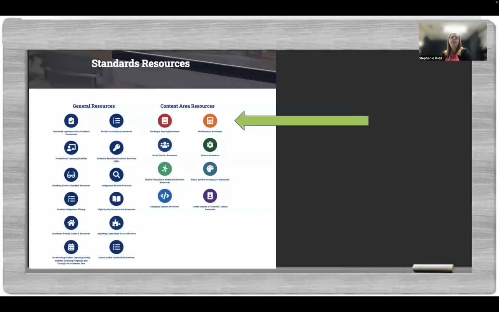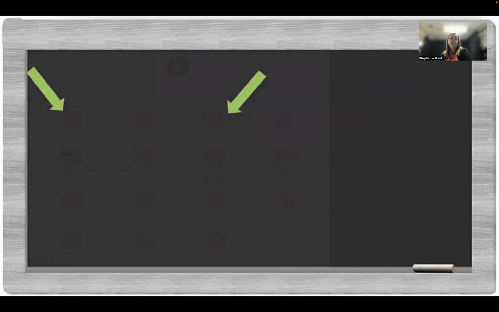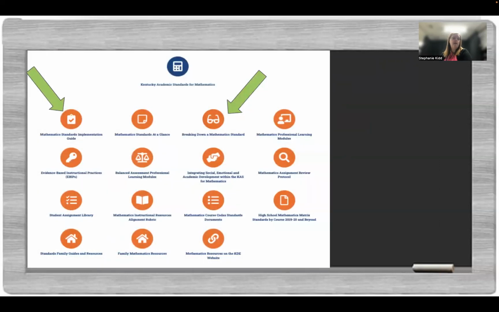Now, in our standards, there's also the section that I talked about earlier, which is the math resources. There's a lot of good resources that we have in mathematics, and there's several here that we would like to talk about. So the 2 that I want to look at are the Math Standards Implementation Guide, which actually has our look-fors, and we're going to talk about breaking down a standard. Another one that we're going to talk about later on is this part right here, which is using our math practices to integrate our social and emotional and academic development needs that we have in mathematics.